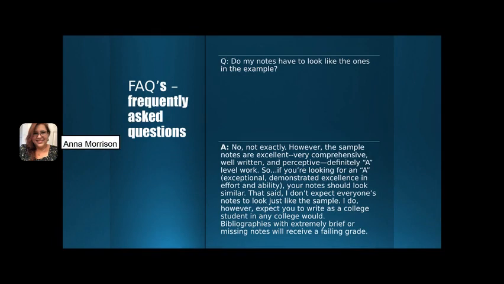Another frequently asked question is, do my notes have to look like the ones in the example? Well, not exactly. However, this would definitely earn an A if it looked like this throughout the whole paper. So this is a model for you to follow. It doesn't have to look exactly the same, but it's a really good idea to make it look as close as possible.